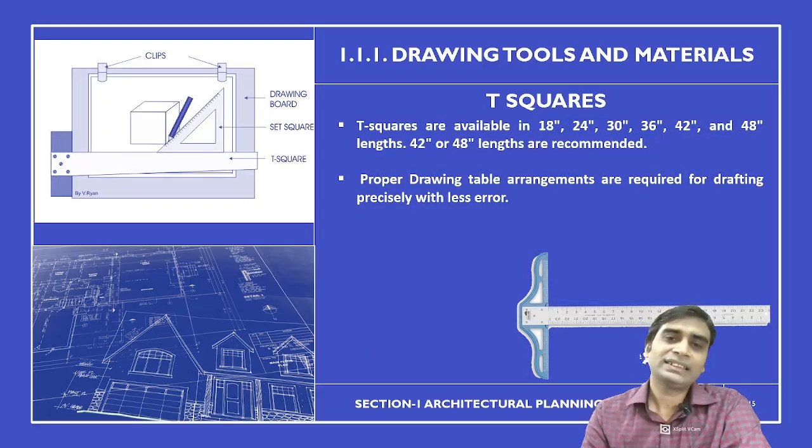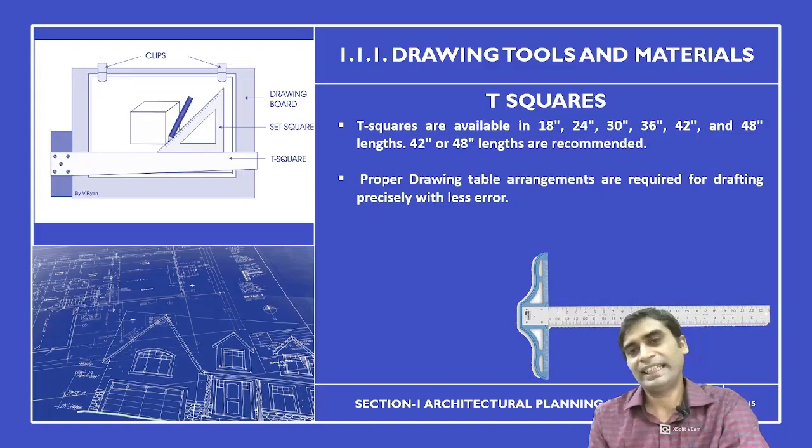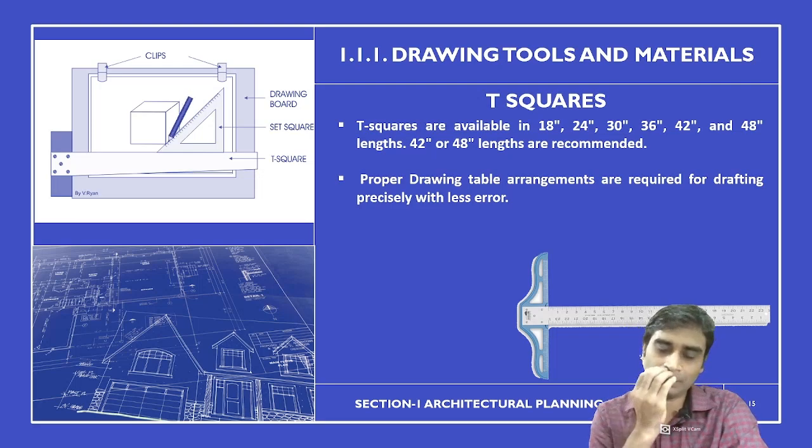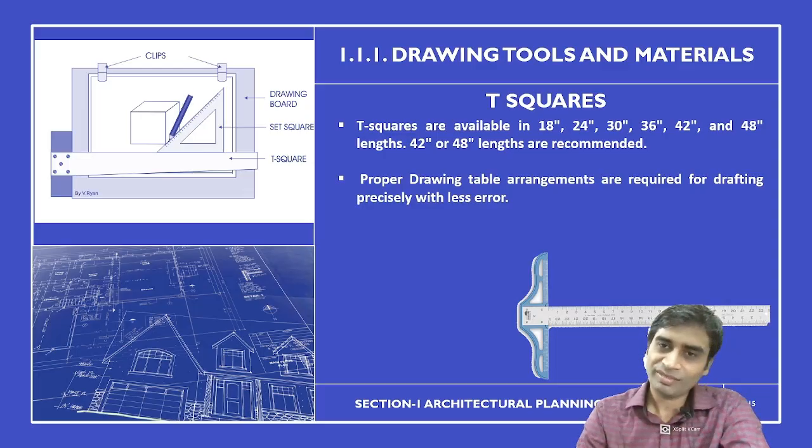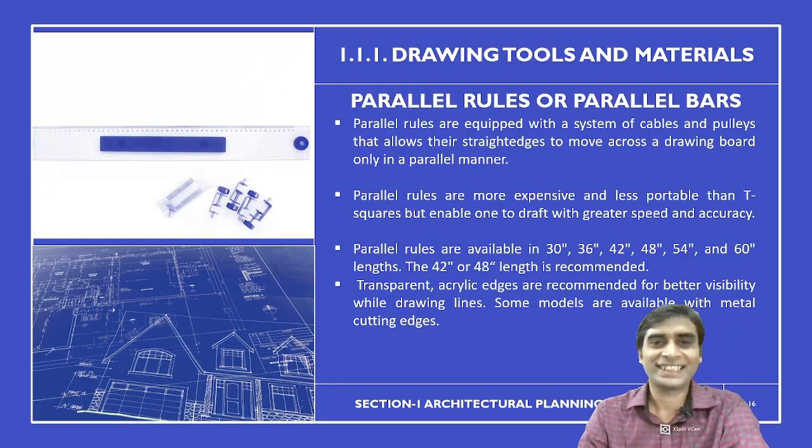Next, T squares are available in 18 inch, 24 inch, 30 inch, 36 inch, 42 inch, 48 inch, various lengths. We generally use a 48-inch length T square. Proper drawing table arrangement is also required. You must know it, and it is a recall of the instruments that we used in the first year.